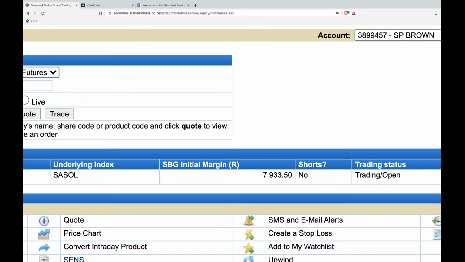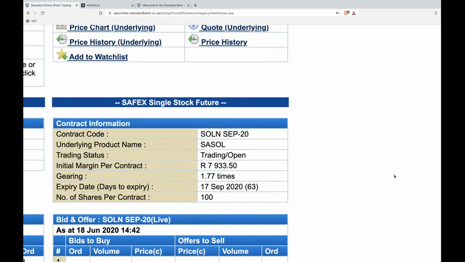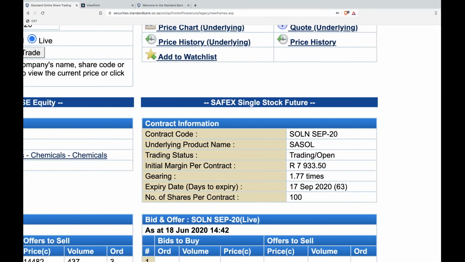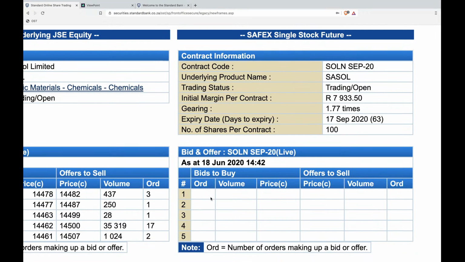The reason for no shorts is invariably because Standard Bank are unable to borrow scrip and therefore can't sell into the market. That initial margin will also quite markedly reduce the gearing level. If we pop across here, gearing 1.17 times. Difference between single stock future and CFD to quickly touch on. The first is single stock futures obviously have an expiry date, whereas CFDs don't. And a single stock future is 100 shares per contract, whereas a CFD is 1 share per CFD. So you can buy in units of whatever you do or don't want.